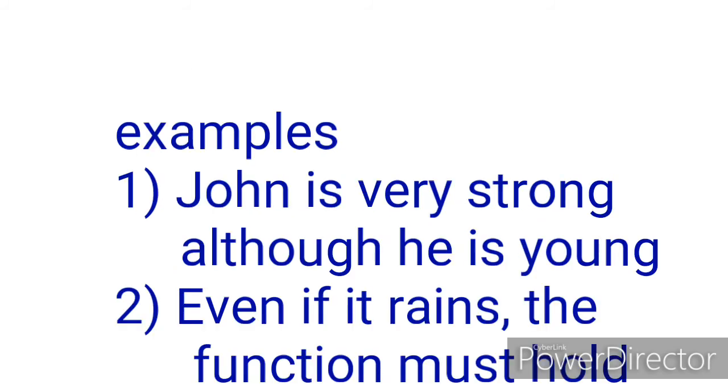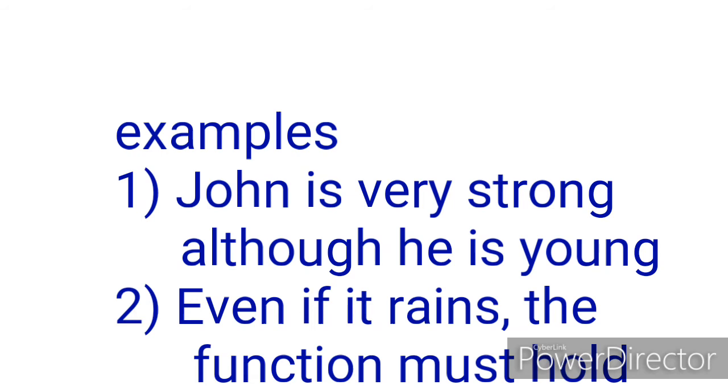Let's look at some examples. John is very strong, although he is young. Even if it rains, the function must hold. In the first example, John is very strong, although he is young. Although he is young is the subordinate clause, and it contrasts the idea that John is very strong, because a young person is not expected to be very strong. So that makes it an adverb clause of concession and contrast, and it qualifies the verb is.